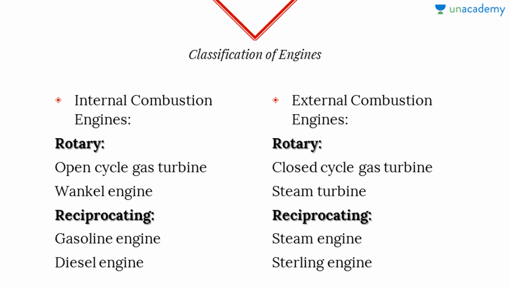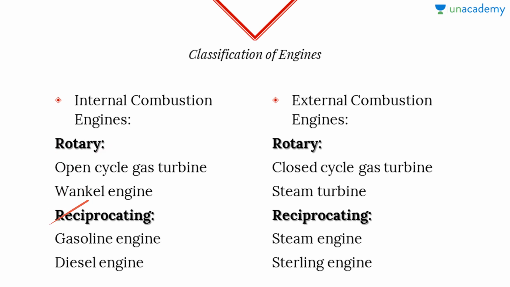So let's move on to the classification of engines. The engines are mainly divided as internal combustion engines and external combustion engines. What are those types and all? I'll be explaining it briefly in the coming 4 slides. The internal combustion engines are divided into 2 types, namely the rotary and reciprocatory. The rotary engines are divided as open cycle gas turbine and Wankel engine.